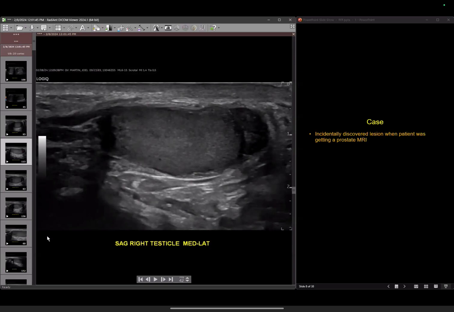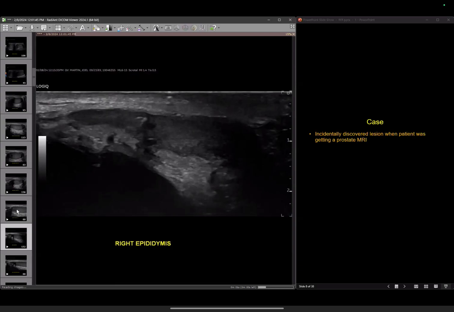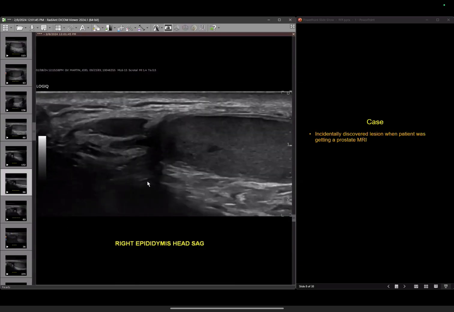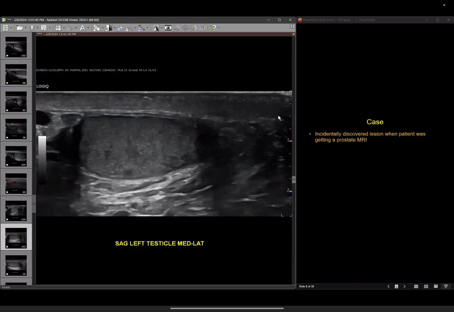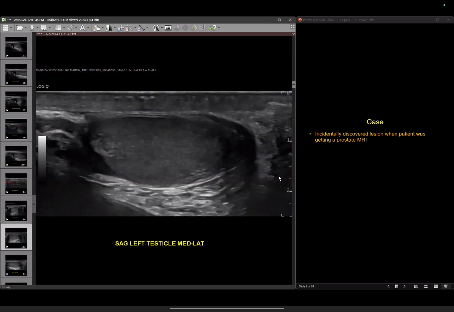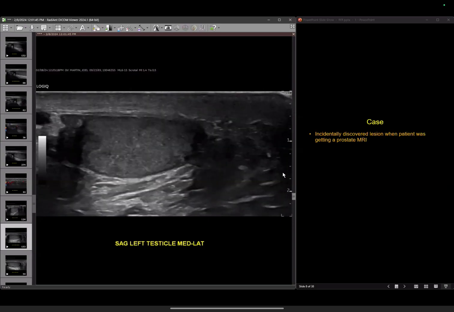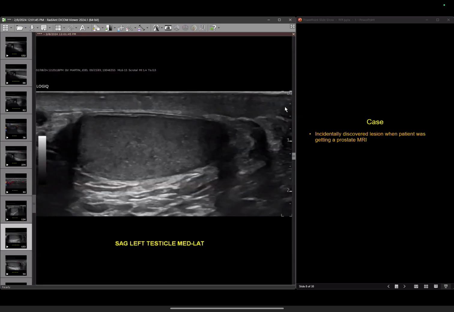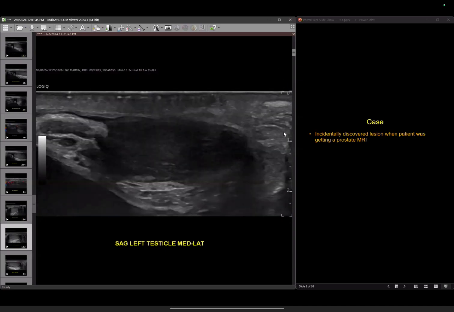Now let me show you the left side. Let's see, that is the left. This is still the right. So here's the left side now. Scroll through this. So not as flagrant as the previous case, but here also what you're seeing is multiple well-defined hypoechoic lesions, areas which are all less than a centimeter in size, somewhere between 5 to 6 millimeters, or they're all sub-centimeter in size.